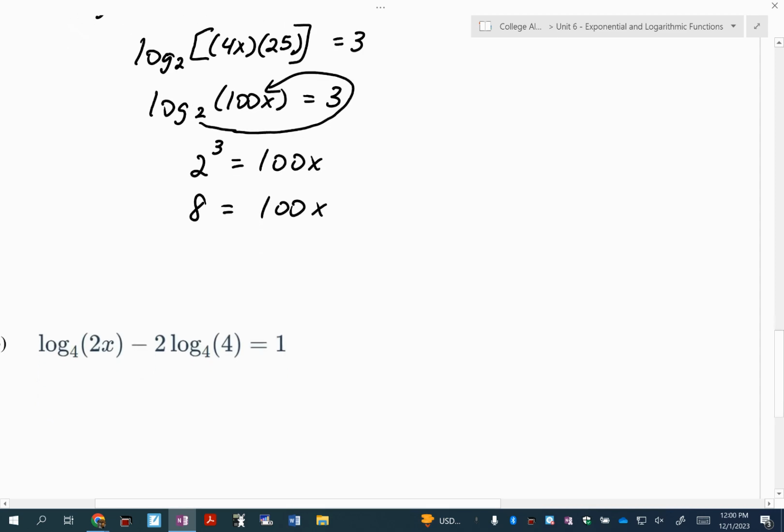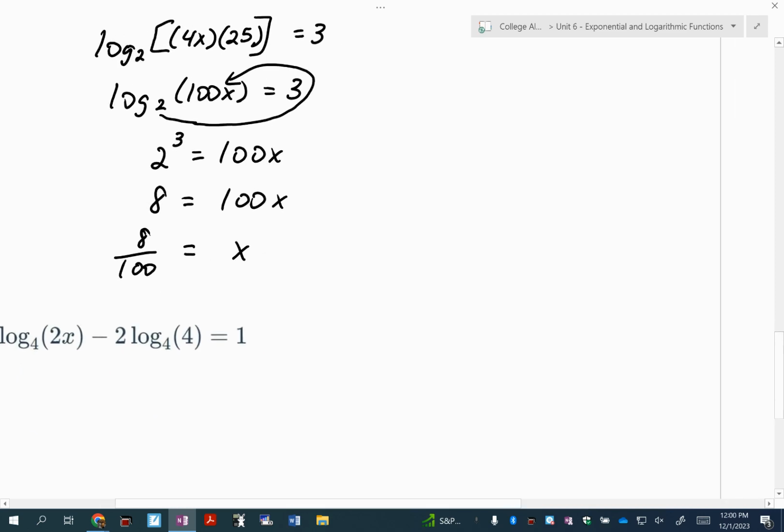Divide both sides by 100. You get 8 100ths. You can reduce this if you'd like. You don't have to, but if you want to reduce 8 over 100, you can. Dividing both of those by 4.